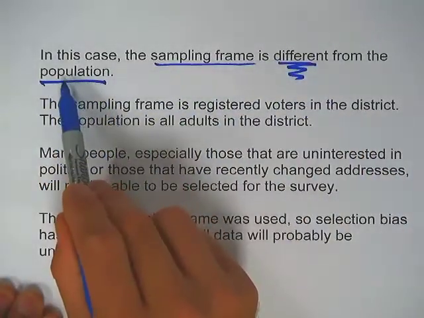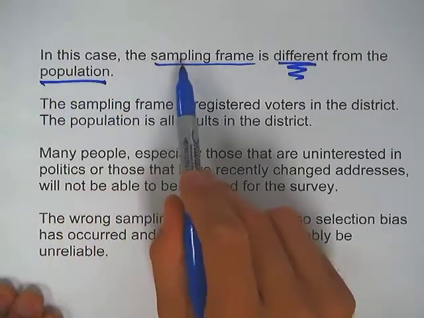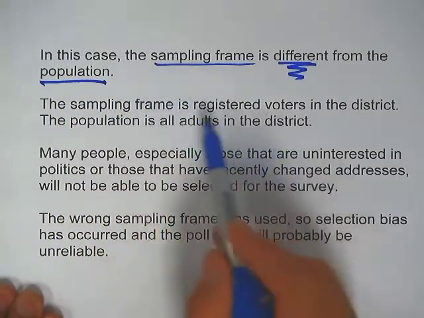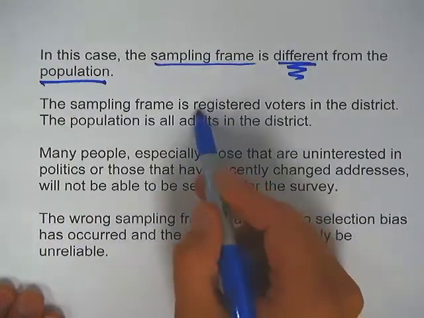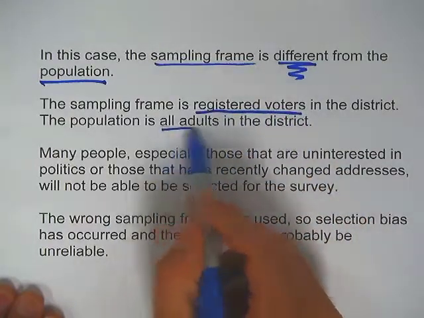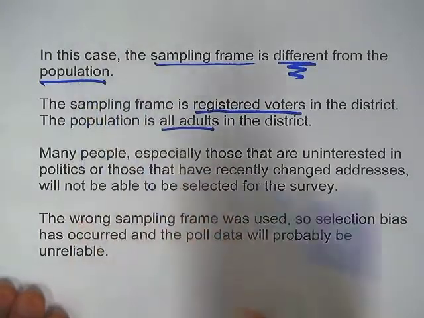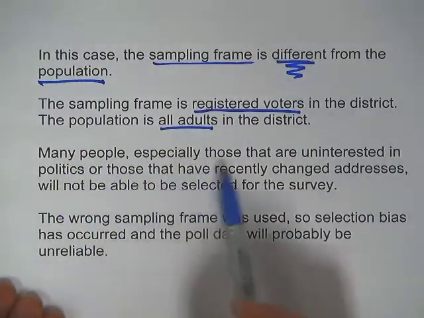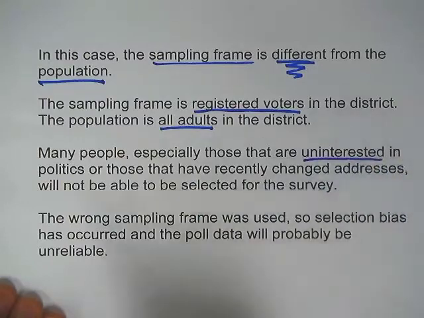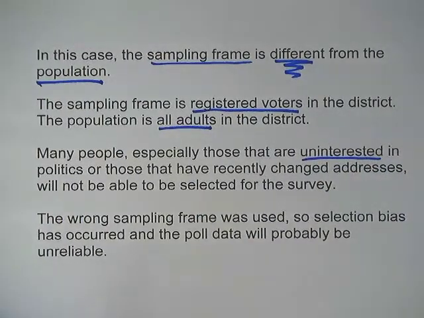The population is all adult members in the district. The sampling frame is only those registered voters in the district. So we are using a different sampling frame than the population of interest. Many people, especially those that are uninterested in politics or those that have recently changed addresses, will not be allowed to be selected for the survey. A lot of times, depending on the state you're in, you can register to vote right up until the day of the election.